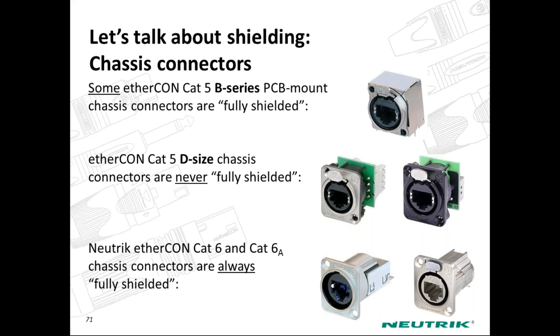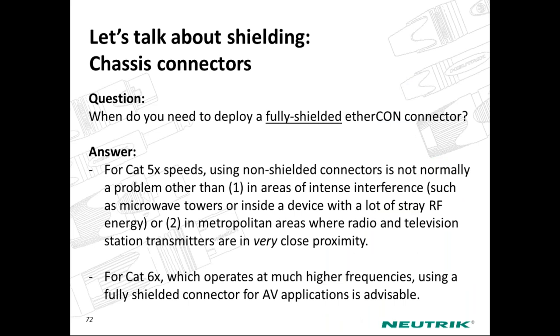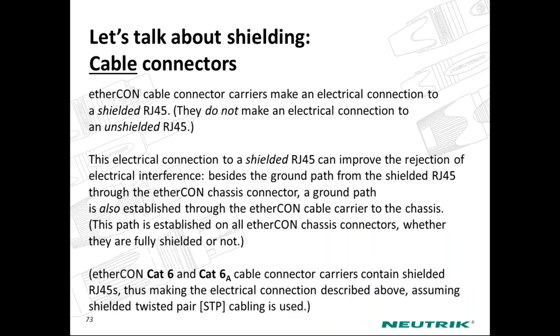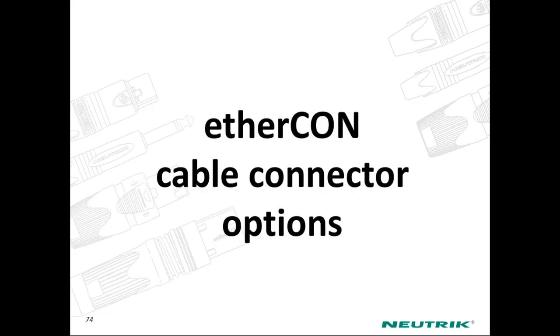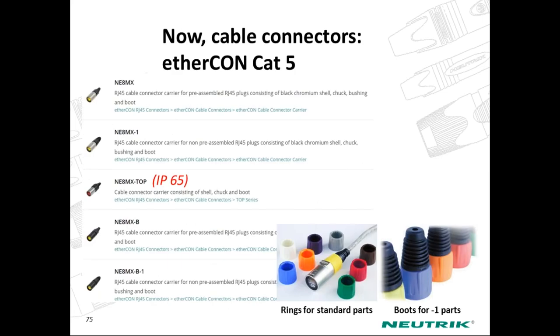I talk about that a little bit on the next slide, which we can probably just skip through. You know, when do you need a fully shielded etherCON connector? Basically, you don't really. The etherCON cable connector carriers on the cable side will make an electrical connection to a shielded RJ45, and so they will provide some additional shielding as opposed to just using a standard shielded RJ45. So that's another advantage to etherCON, protection of that shielded signal. All right, let's move on and let's talk about the cable connectors. The next slide after this.